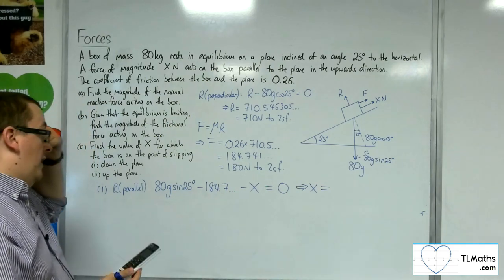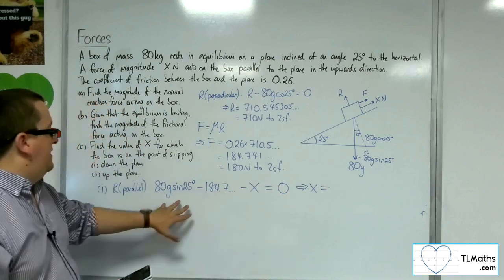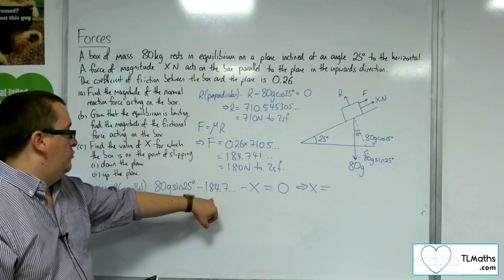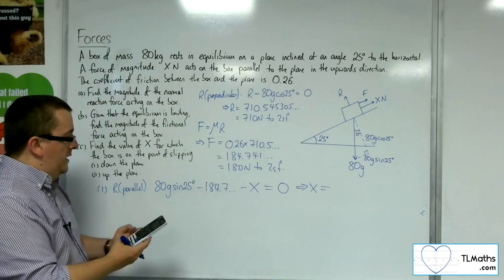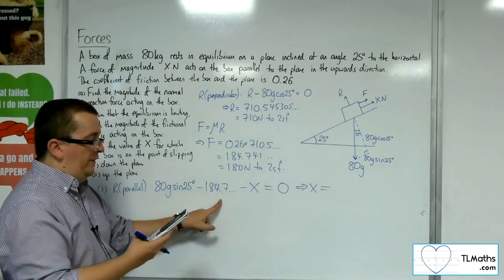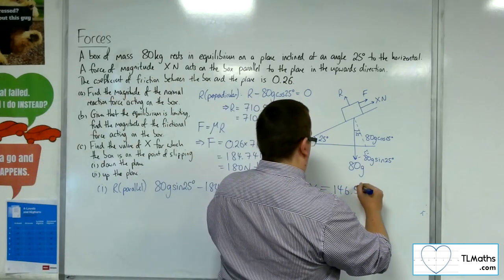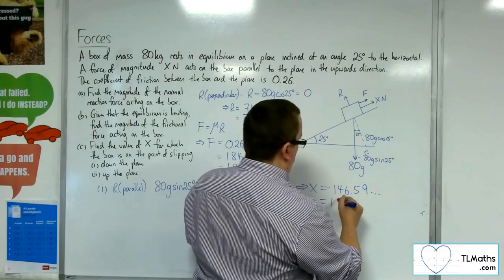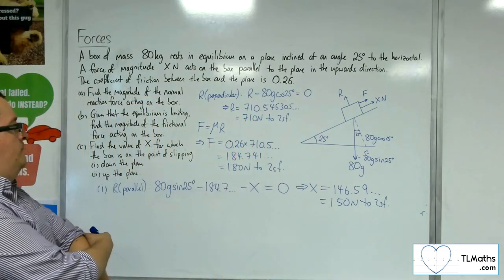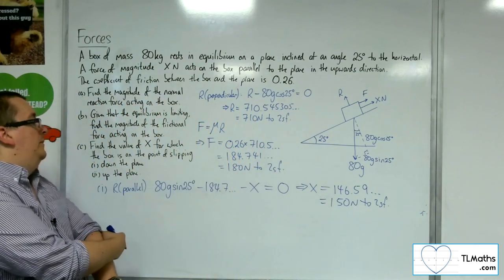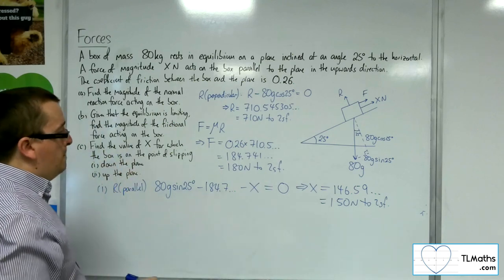So I've still got the 184.7 on my calculator. So if I add the x to both sides, then x is equal to 80 g sine 25, take away the 184.7. So 80 times 9.8 times sine of 25, take away that 184.7 gets me 146.59, so 150 newtons to 2 sig fig. Okay, so that would be x if the box is on the point of slipping down the plane.